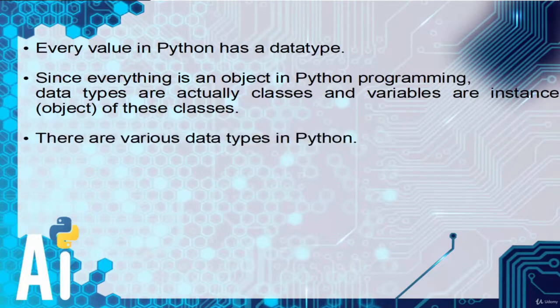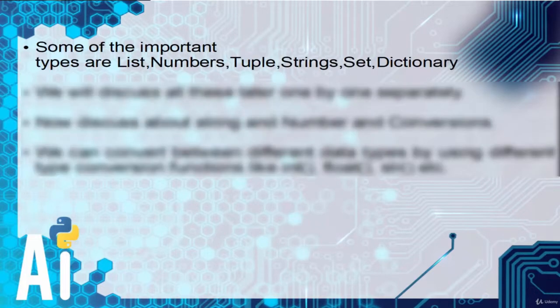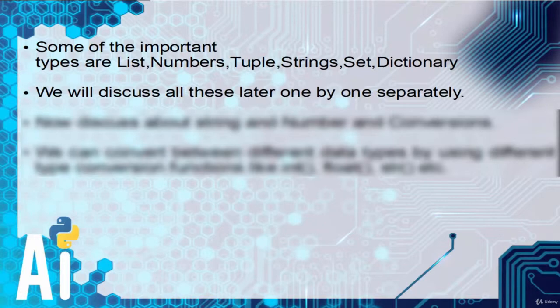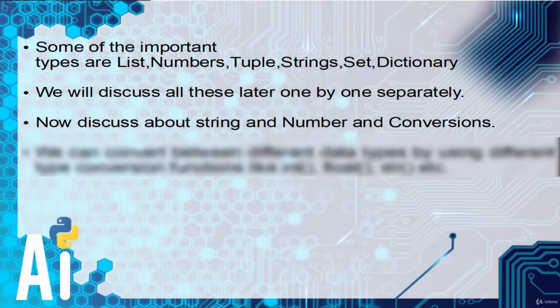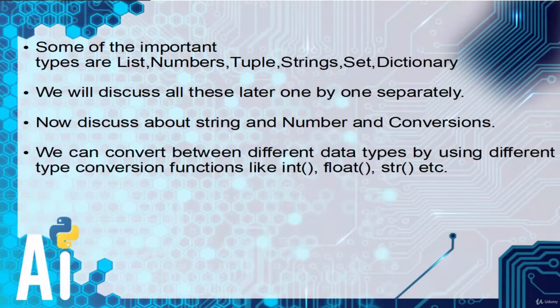There are various data types in Python. Some of the most important types are list, number, tuple, string, set, dictionary. We'll discuss all these later on one by one separately. Now let's discuss string and number and conversion. We can convert between different data types by using different type conversion functions like int, float, string, etc.